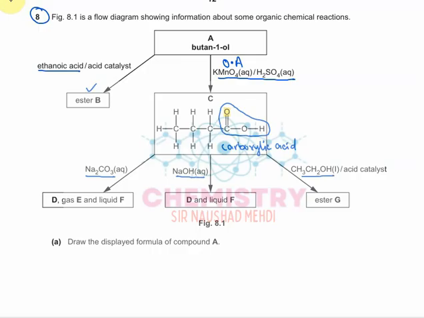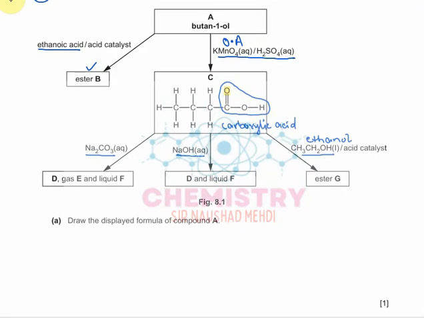If you look at the formula CH3CH2OH, OH means that it is an alcohol, and there are 2 carbon atoms, so it means you are reacting with ethanol. So this is your ethanol, to give an ester G. Now let us solve the different parts. In part A, it is saying draw the displayed formula of the compound A.